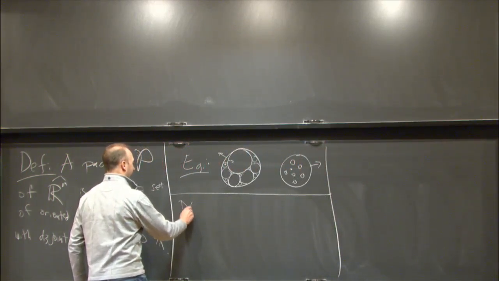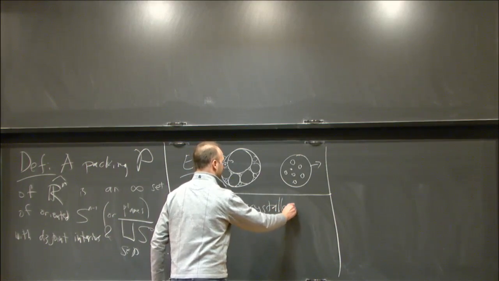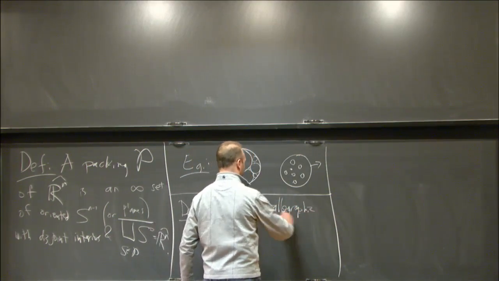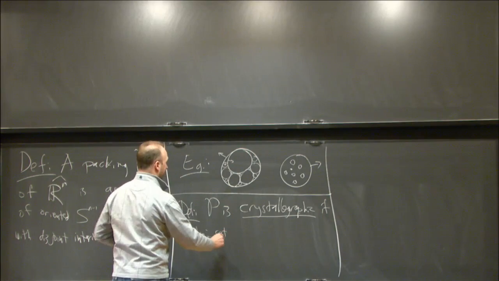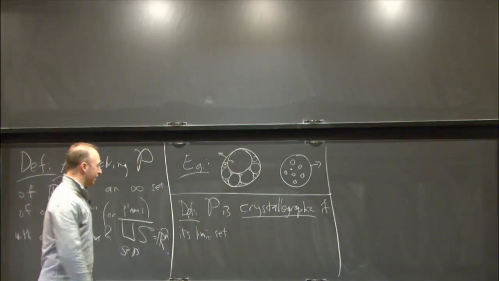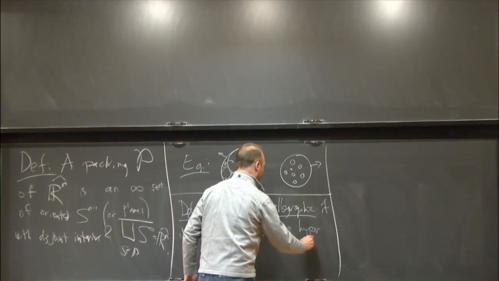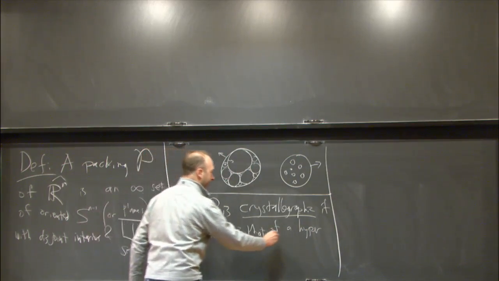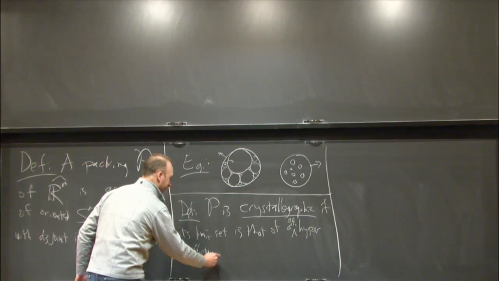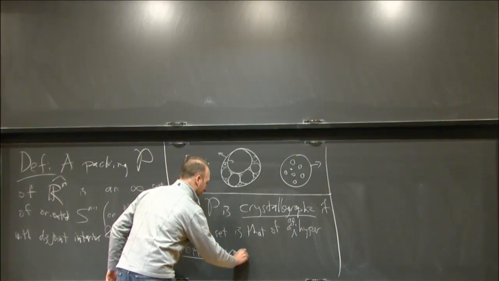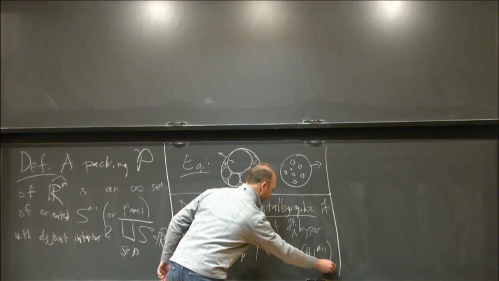For that, let me say a packing P is crystallographic if its limit set, the set of limit points of all the points on all the spheres in P, is that of a geometrically finite hyperbolic reflection group, and reflection is why I'm calling it crystallographic, acting by isometries in one higher dimension.